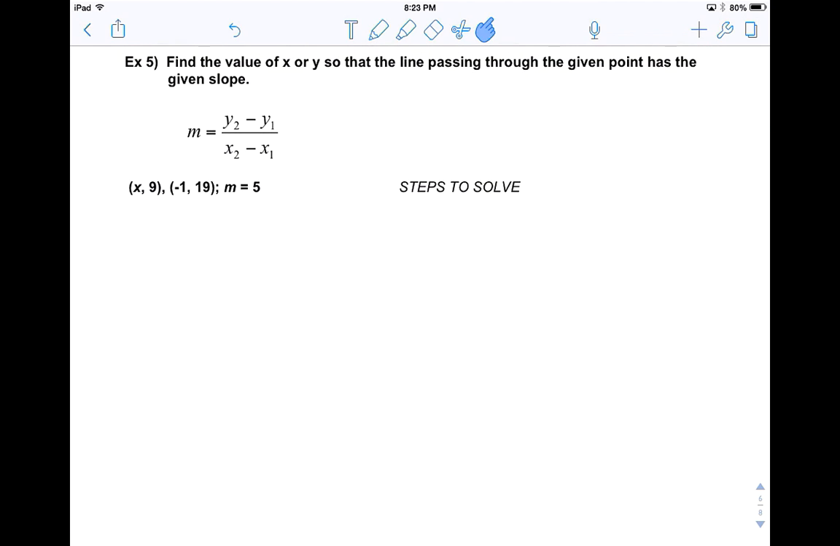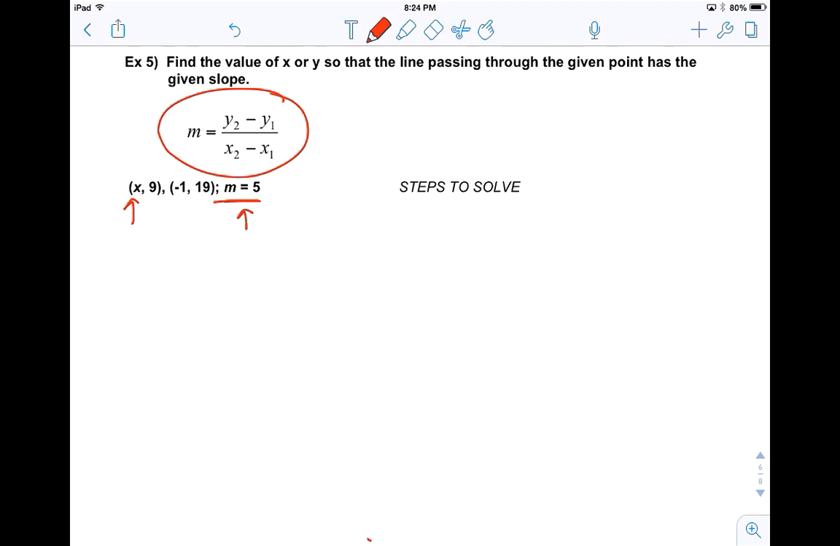So example 5 here. They have given us 2 points, but if you notice in one of these points, we still have a variable x. One of those coordinates is missing. But they also gave us the slope this time, which is what we've been solving for. So we're still going to use the same slope formula, but this time we'll be plugging in a variable on the right side, and we'll actually have a number to set the whole thing equal to.